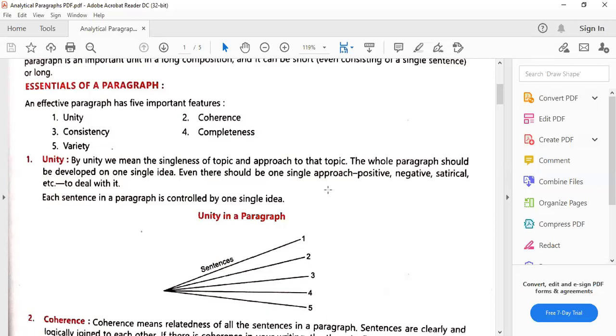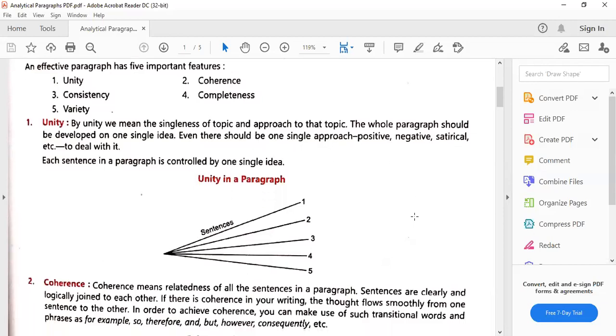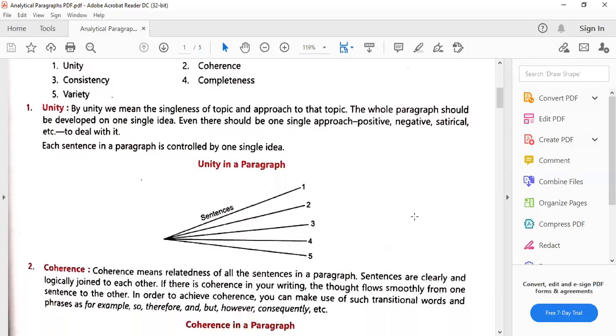The whole paragraph should be developed on one single idea. Even there should be one single approach, positive, negative, satirical, etc. to deal with. जब आप लिख रहे हो, तो आपका whole paragraph जो है, it should be developed on the single idea. उसमें ये नहीं कि haphazard सी आप इधर उधर से different ideas को mix कर दो and you will not reach to any conclusion. So it should be either having a positive approach or the negative approach or the satirical approach.